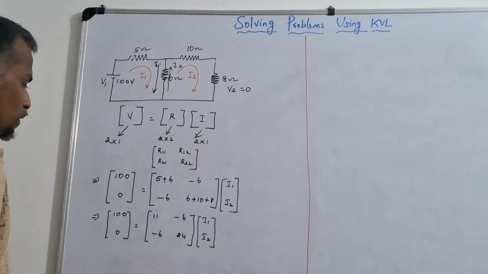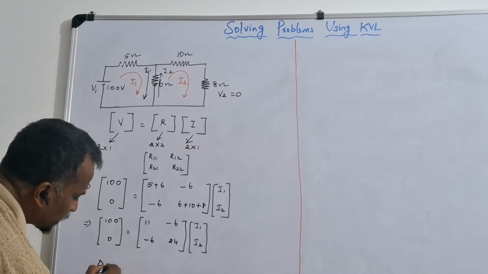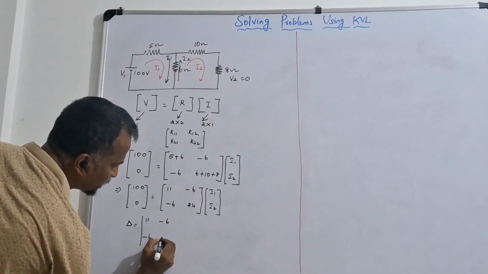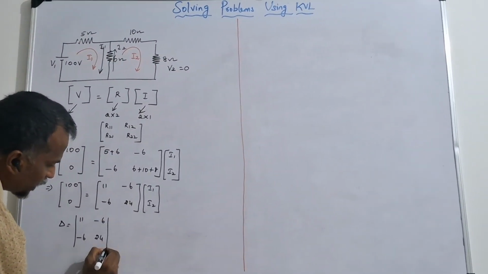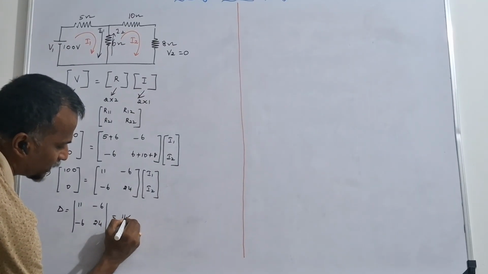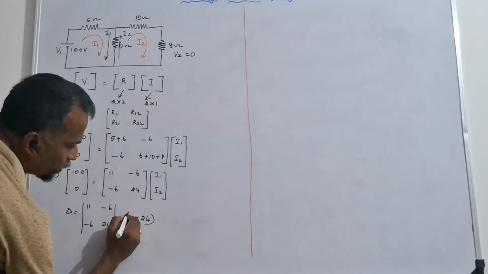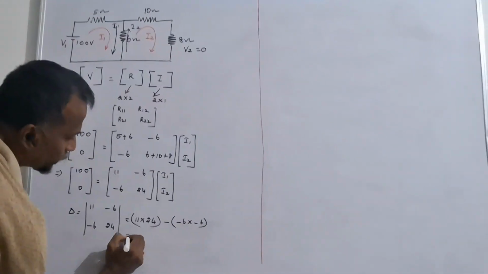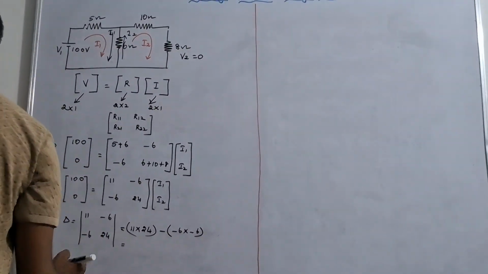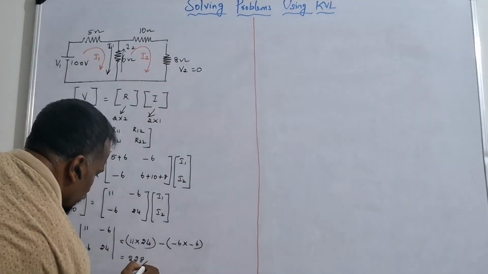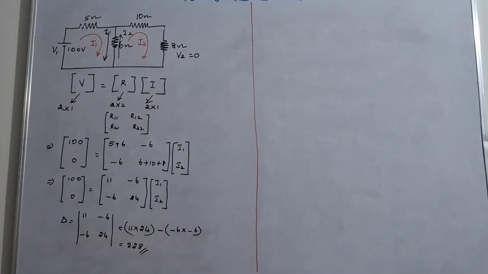So now delta is nothing but the determinant of 11, minus 6, 24. We have to do the cross multiplication of these. That means 11 into 24 minus 6 into minus 6. So we can write now the final value of delta is 228.